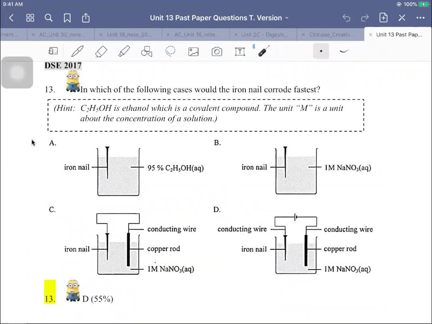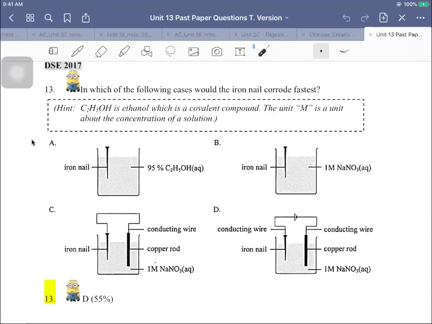For this one, the question asks you, in the following cases, which one will the iron nail corrode fastest? So you need to find the fastest one among all 4. Recall your memory when we learned the rusting of iron. There are some conditions that can speed up the rusting process. First, we can dissolve some ionic compounds, so provide some mobile ions in the solution, so that will speed up the process. And also the temperature would have an effect on it. And there are some conditions that we're going to mention in this question.